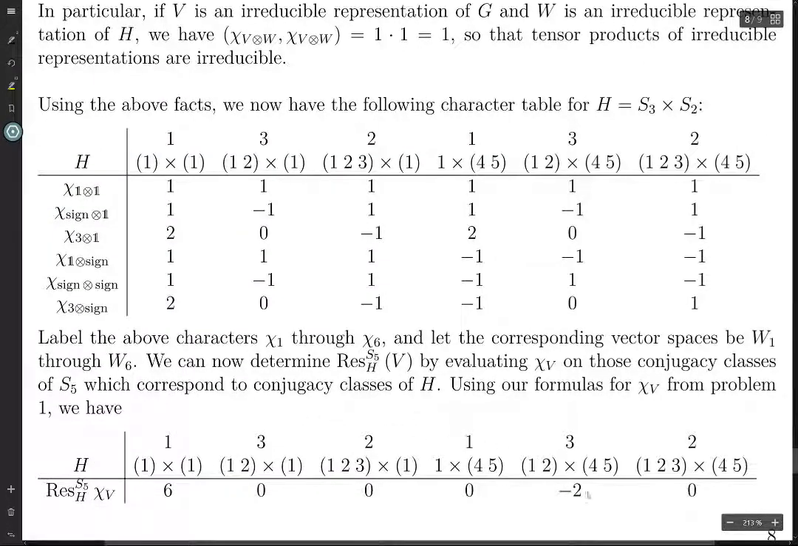So that's exactly what we've done here. For the trivial one, which contains just 1 times 1, we get 6. For the one consisting of 2 distinct 2-cycles, one of them has to be in S3, the other one has to be in S2, and this gives us -2. And then all the other ones are going to be 0. Alright, so now we know all the irreducible characters, and we know the character that we are trying to break into a direct sum of irreducibles.